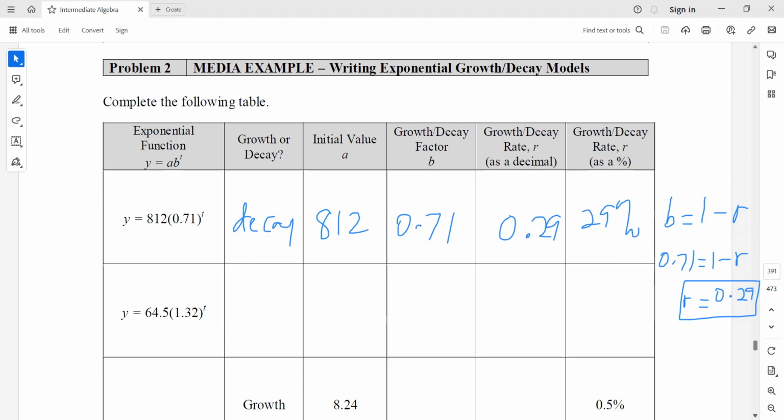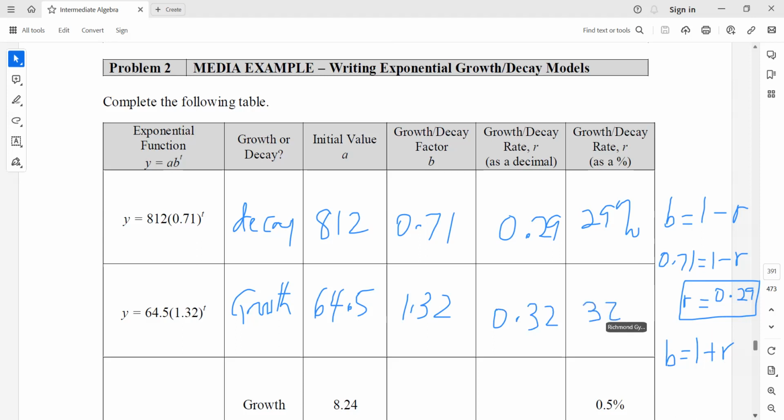Now, what about the second one? This is a growth function because b is greater than 1. The initial value is 64.5. The b is 1.32. Now, we know that because this is a growth function, b is 1 plus r, so r is 0.32. And then we have 32%. Okay.